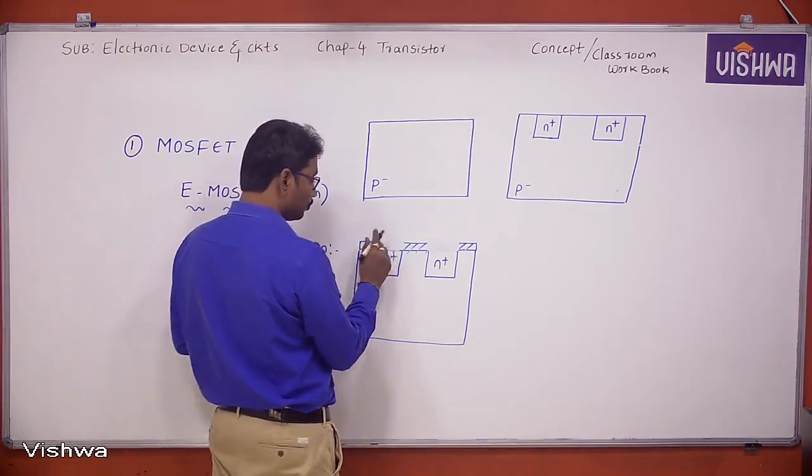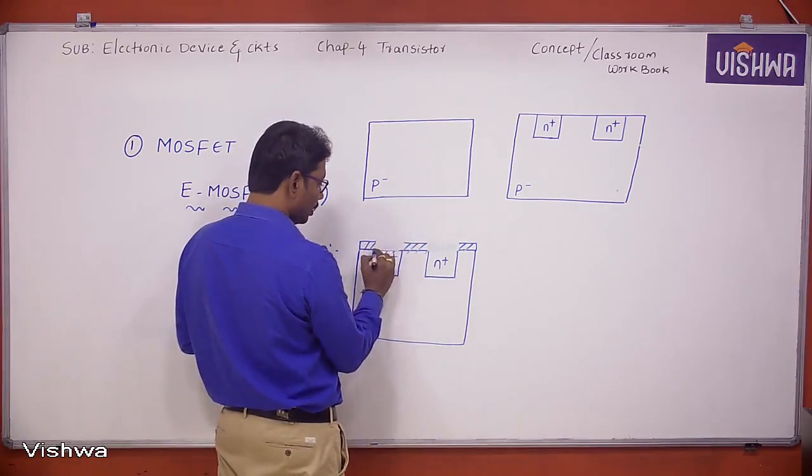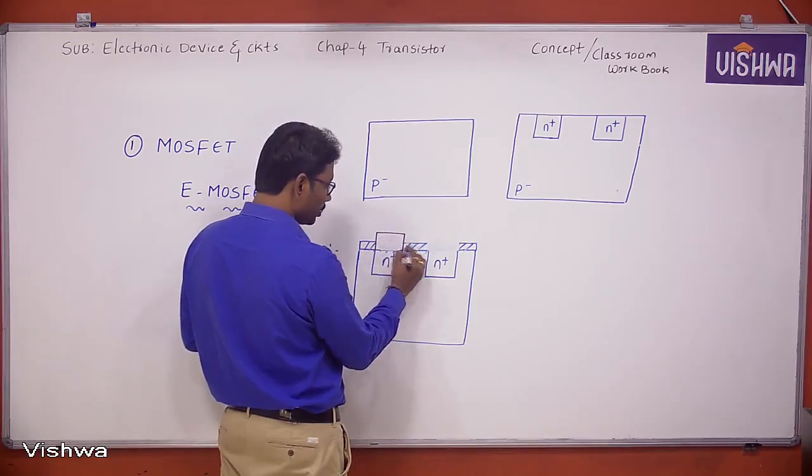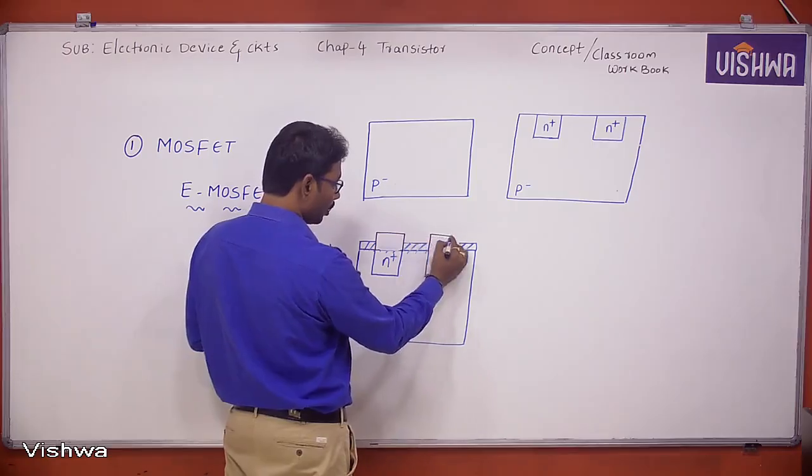Next, after making contact cuts, what is the next step? A metal is deposited into the contact cuts.